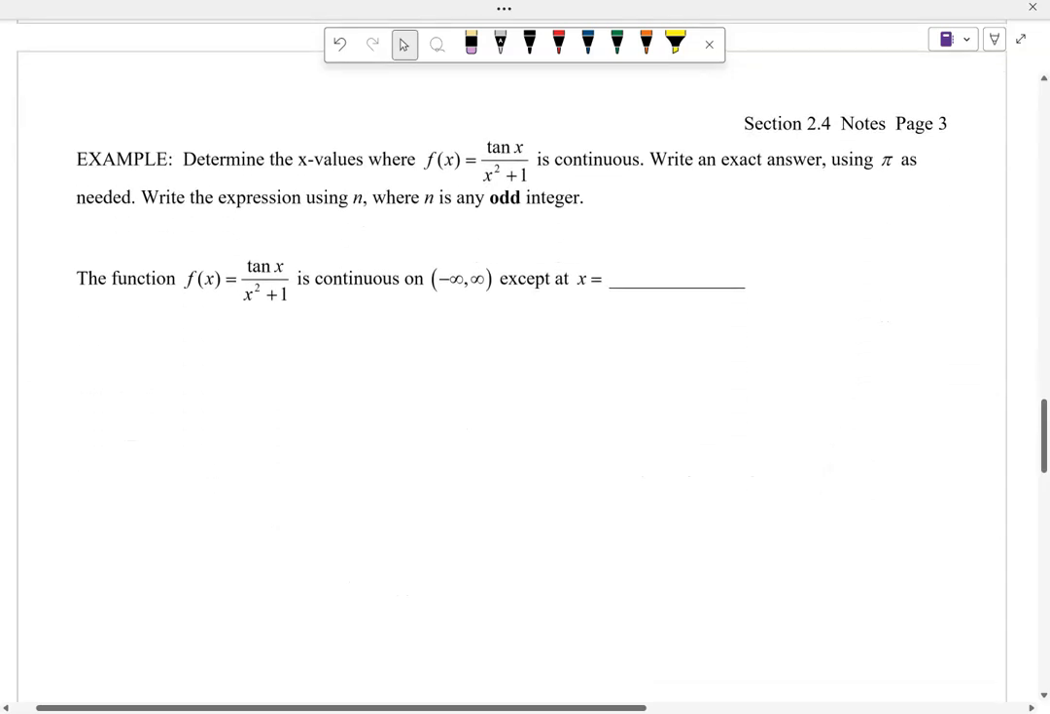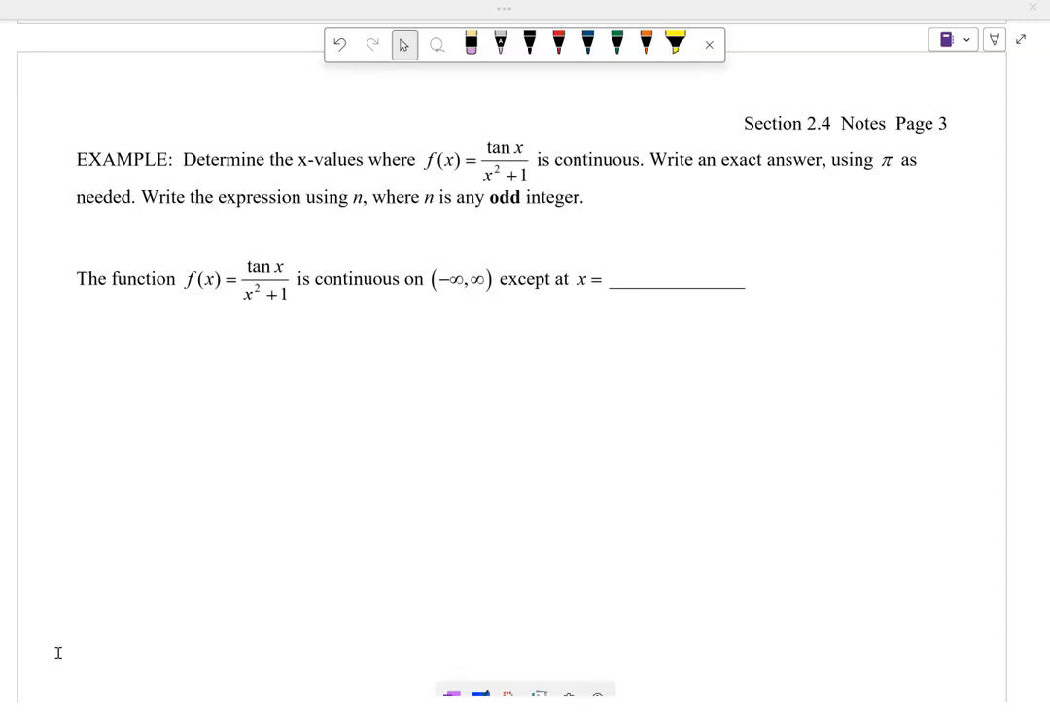Now how about this one? I've got tangent of x over x squared plus 1. If I'm thinking about this, I'm looking at that x squared plus 1. Again, no problems with that x squared plus 1, right? Because there's no way to make that 0 on the bottom. So that has no issues.